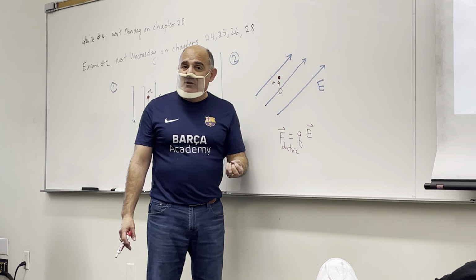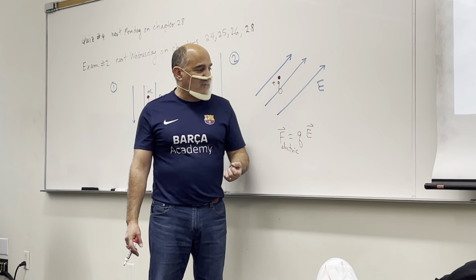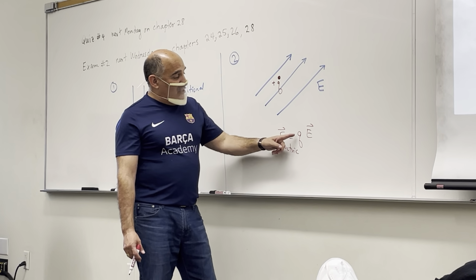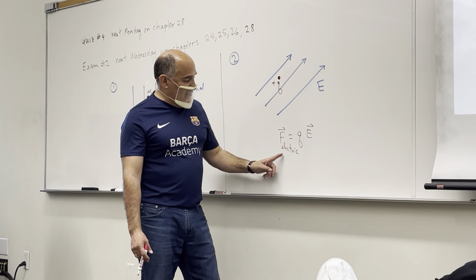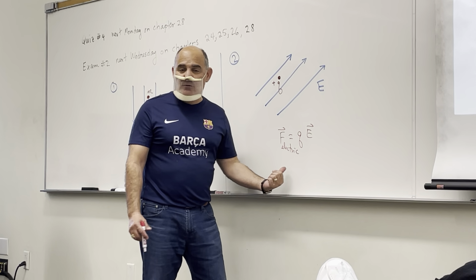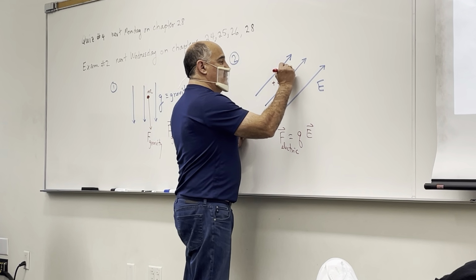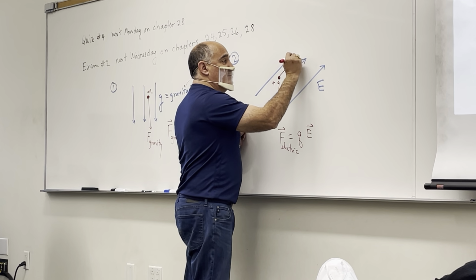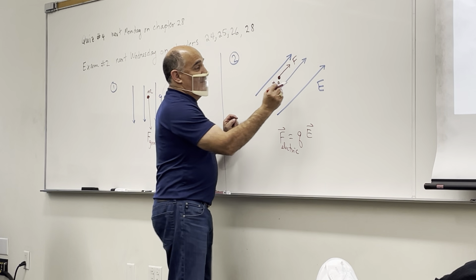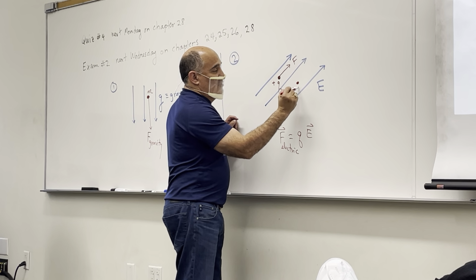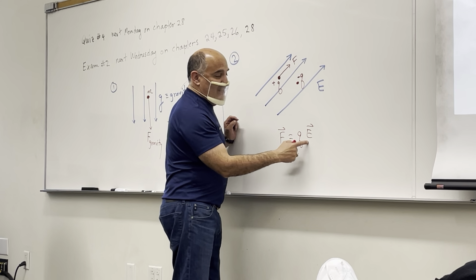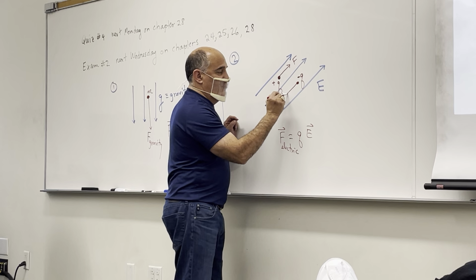Protons are positively charged, right? The nucleus of an atom is positively charged. Electrons are negatively charged. So if the charge is positive, then this force will have to be in the same direction as the electric field. So the force will be this way. But if the charge is negative, suppose I put another charge over here, and that charge is negative, then the force has to be in the opposite direction to the electric field. So the force has to be this way.